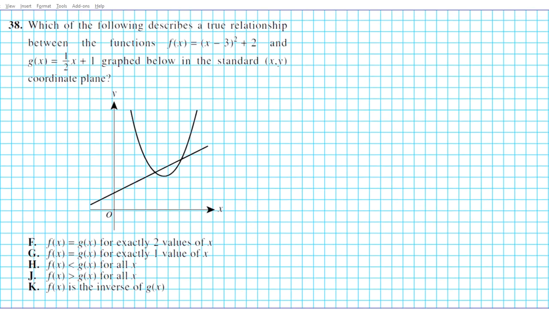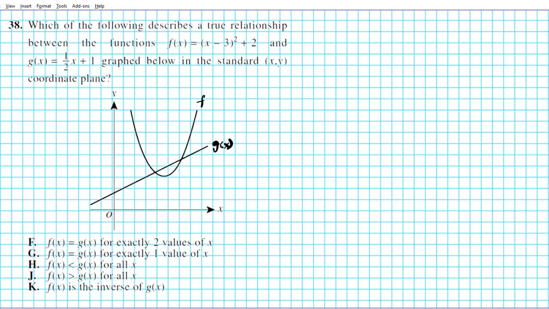Alright, let's take a look at question 38. It says, which of the following describes a true relationship between the functions f of x equals (x minus 3) quantity squared plus 2? That's the quadratic function. This is f. And the linear function g of x equals 1/2 x plus 1, graphed below in the standard xy notation. So f of x equals g of x for exactly two values of x. F of x equals g of x for exactly one value. G of x is less than f of x, f of x is greater than g of x, or f of x is the inverse of g of x. Okay.